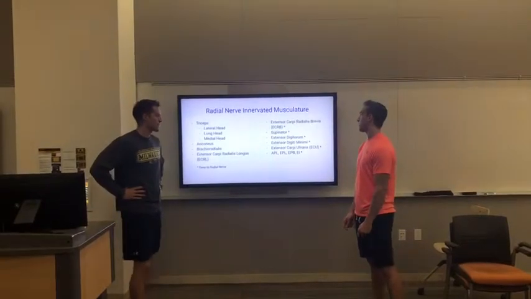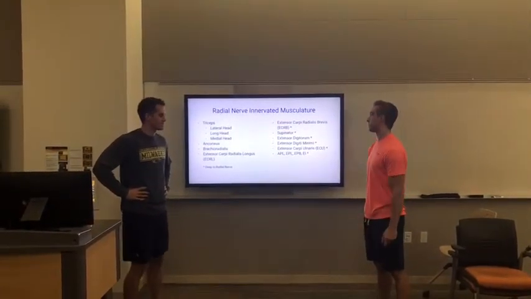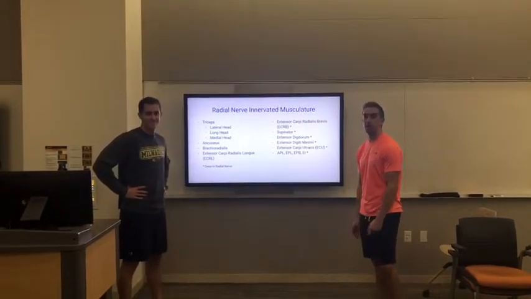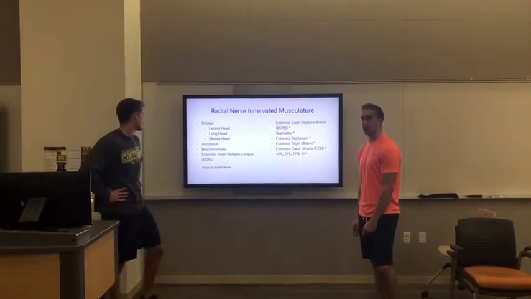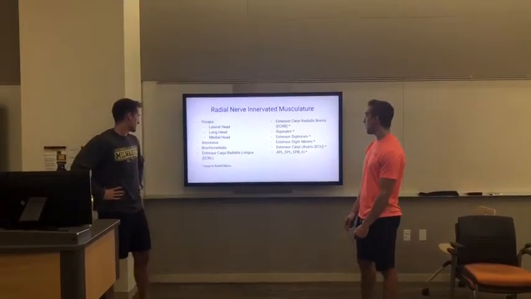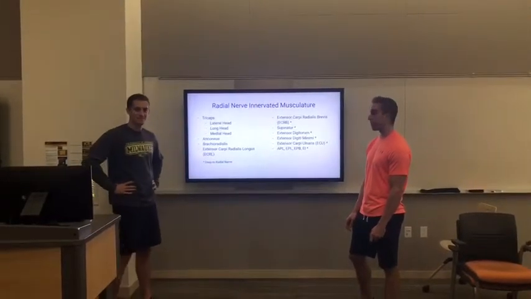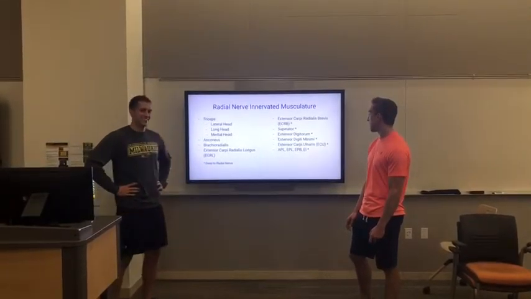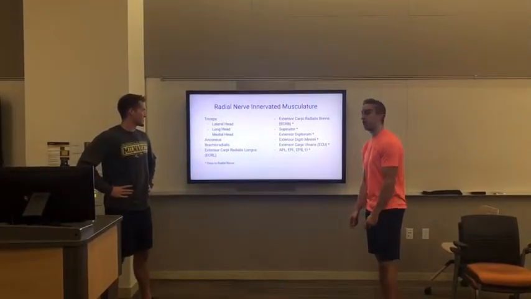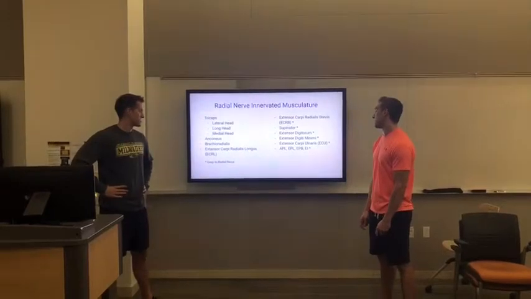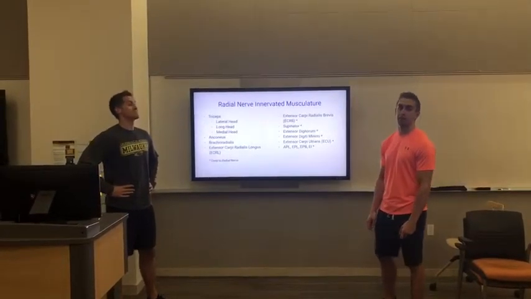All right, so the radial nerve innervates a lot of muscles on the posterior side of your arm and forearm. So this would include the lateral, long, and medial head of the triceps brachii, the anconeus, the brachioradialis, the extensor carpi radialis longus, the extensor carpi radialis brevis, the supinator, extensor digitorum, extensor digiti minimi, and extensor carpi ulnaris, and then includes a few additional muscles such as the extensor pollicis longus, the extensor pollicis brevis, the extensor indicis, and the abductor pollicis longus.